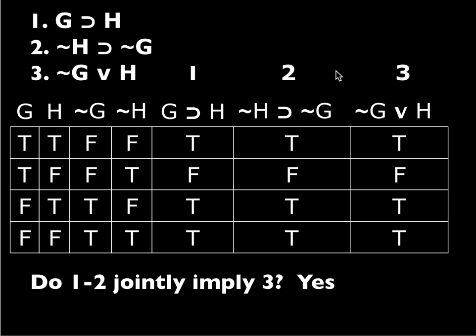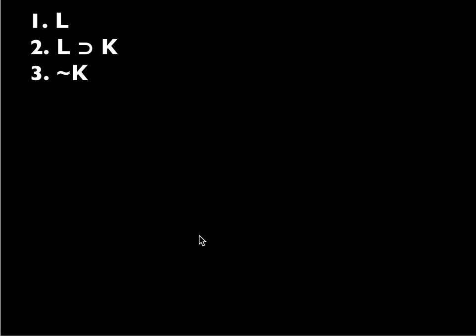Also, if I asked do 2 and 3 imply 1, you would just look for a row where these are both true, 2 and 3, but 1 is false. And there's also no counterexample row there. So the implication does hold. And again, we would know that as soon as we know that they're equivalent. Okay, let's do these 3 statements.